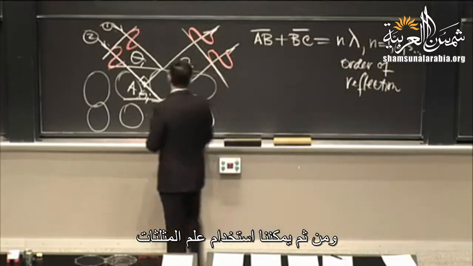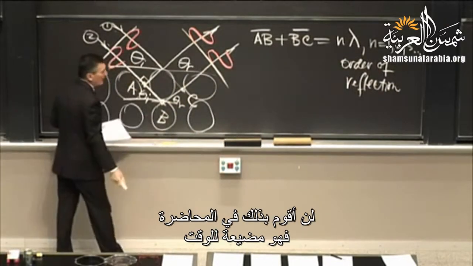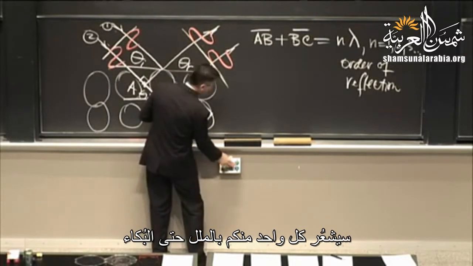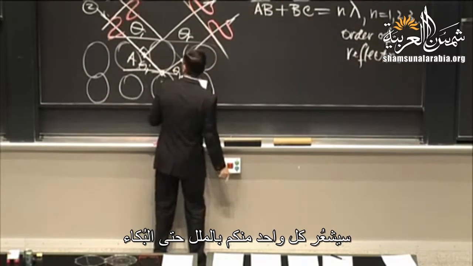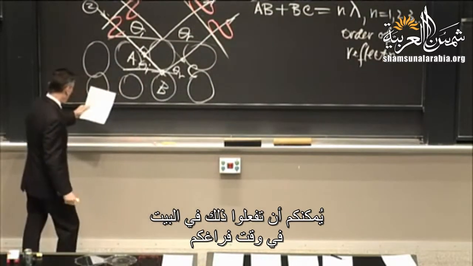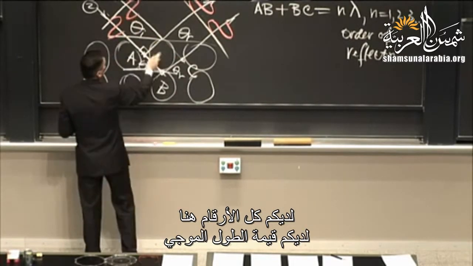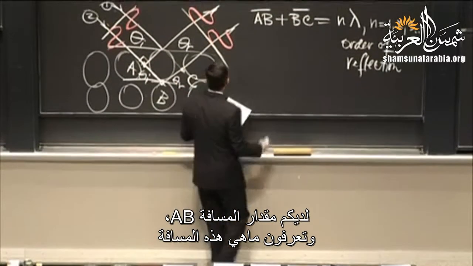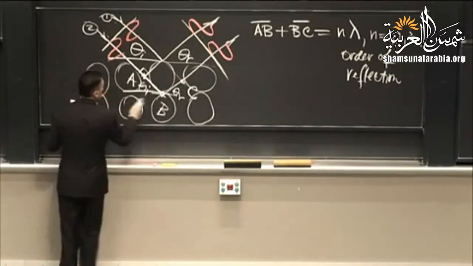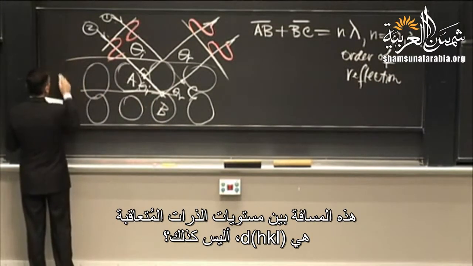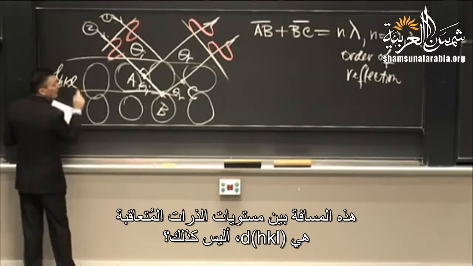And then we can go through the trigonometry. I'm not going to do it in class. It's just a waste of time. It'll bore everybody to tears. But if you want to do that at home at some point when you've got nothing to do, you can go through it. You've got all the numbers here. You know the value of lambda. You know the distance AB. And you know what this distance is. This distance between successive planes is your d_hkl, isn't it?